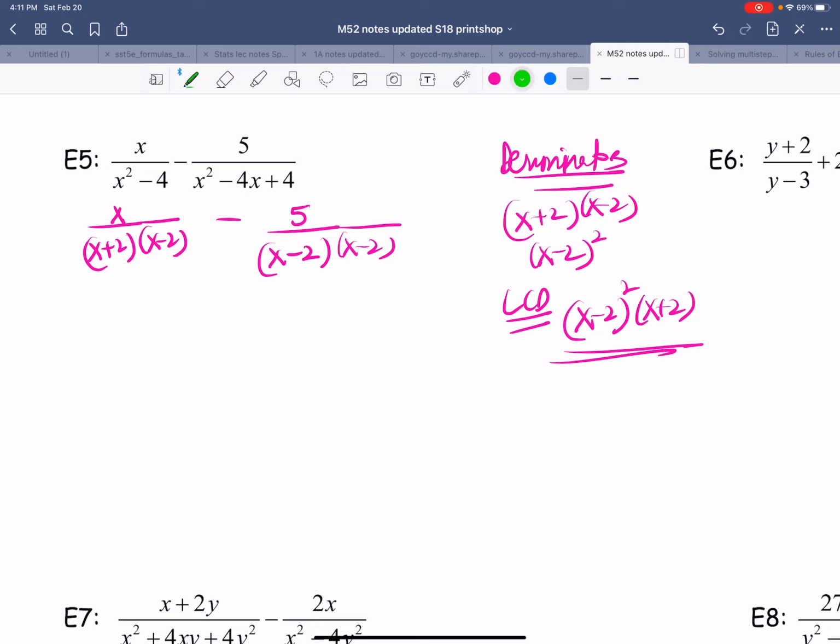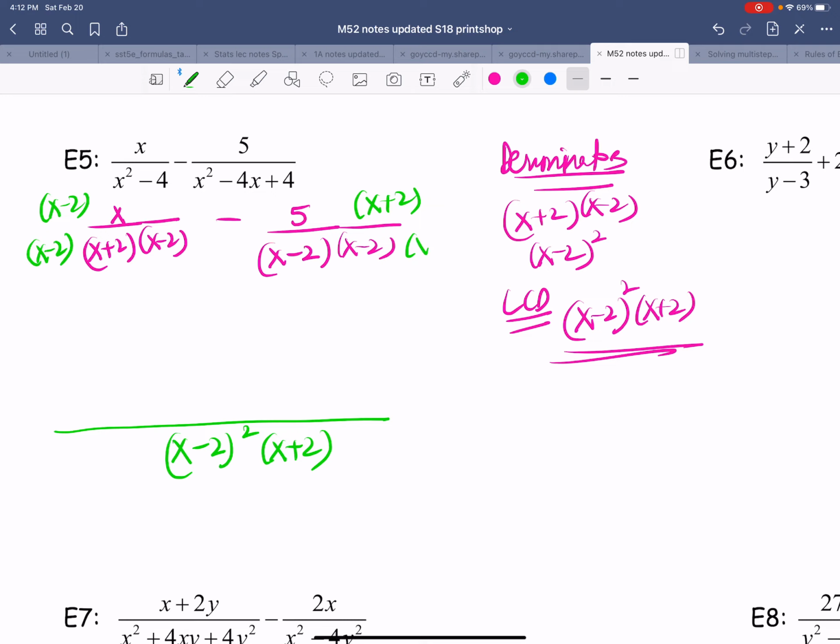So that means I want to write it as a single fraction with this LCD as the denominator. So what's missing in the first fraction? Looks like the first fraction already has 1 x minus 2 and 1 x plus 2, but it does need to be multiplied with an x minus 2, both numerator and denominator, to get to the common denominator. And the second fraction already has x minus 2 and x minus 2.